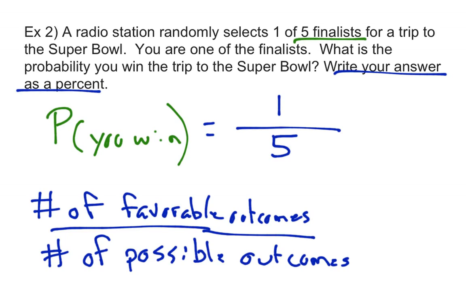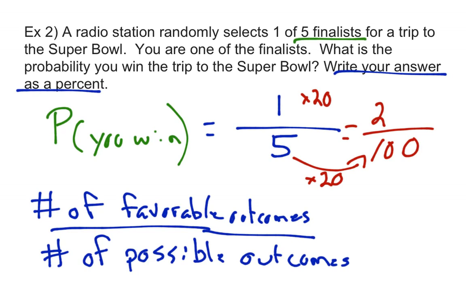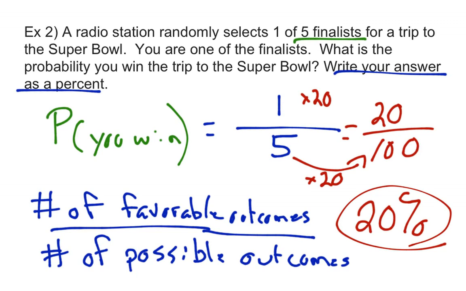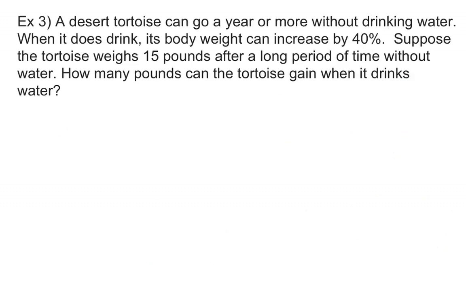Then what this question wants us to do is change this to a percent. So that means I want to change it to something over 100. So I'm going to go times 20, and then up here we can go times 20 to get 20 over 100. So what's the probability as a percent? 20% possibility that you're going to win that trip.